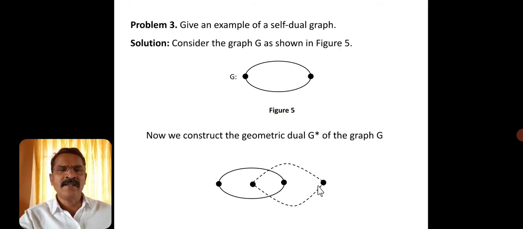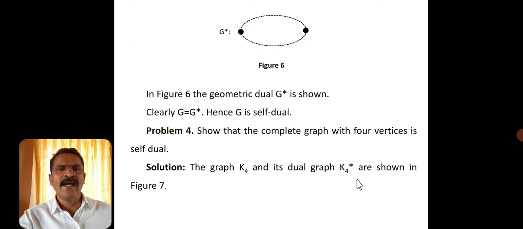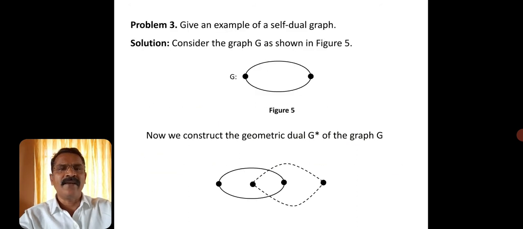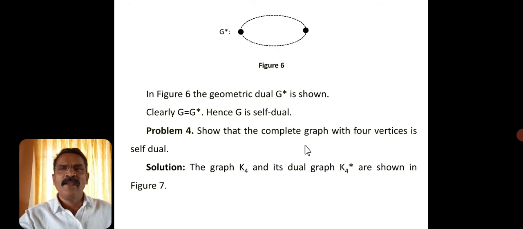So if I consider separately these two vertices with the dashed lines, the graph looks like this. If you observe the graph G and the graph G star, this is the graph G, and this is the graph G star. If you observe, both are one and the same. So if both are the same, what do you mean by isomorphic graphs?